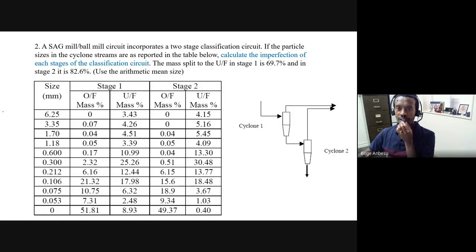Okay, so very similar to the previous one, except in this case we use two-stage classification. And I will also show you how we plot the curve. I didn't show you how we plot the curve in the previous example, but I can show you how we plot the curve in this one.